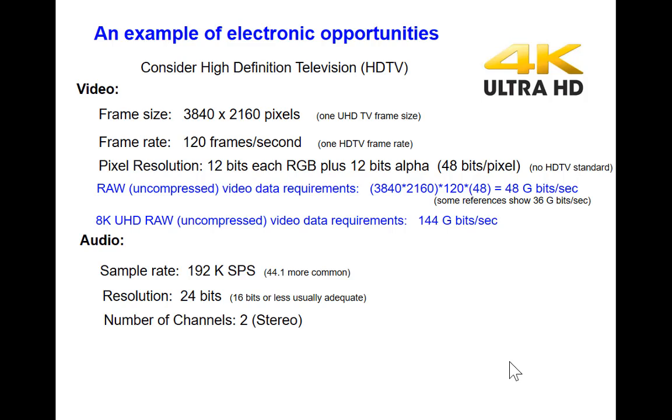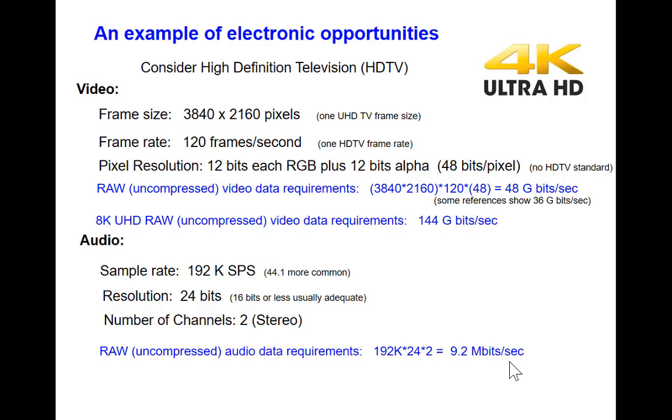If you look at audio, high-end audio is 192 kilosamples per second. 44.1 kilosamples per second is probably more common. Resolution is up to 24 bits. Number of channels is 2 if you have stereo.